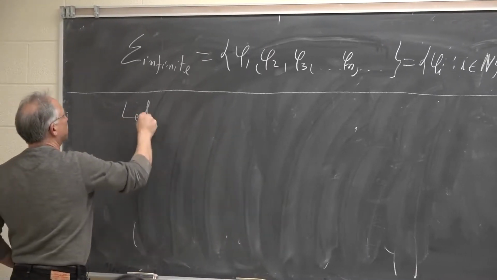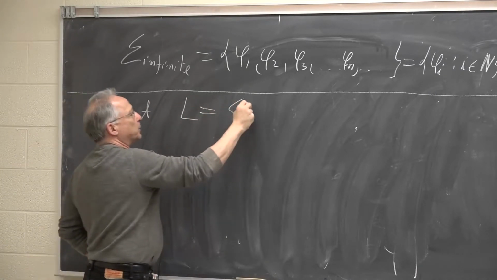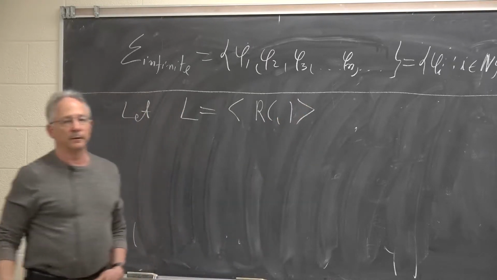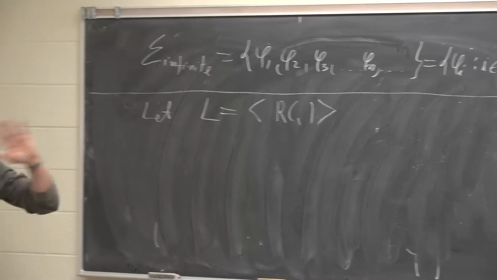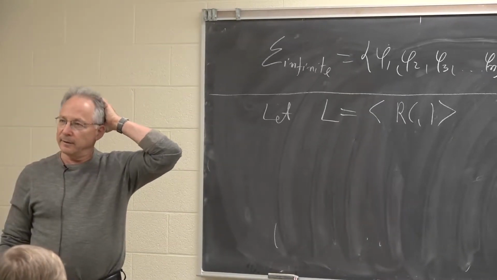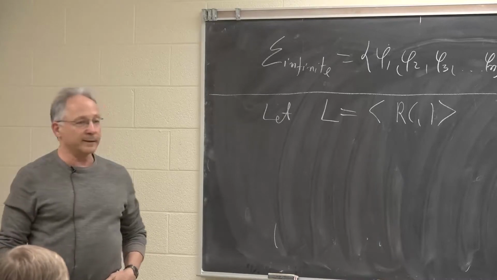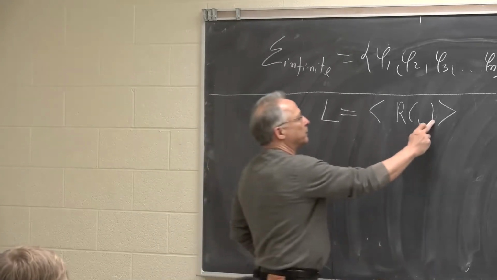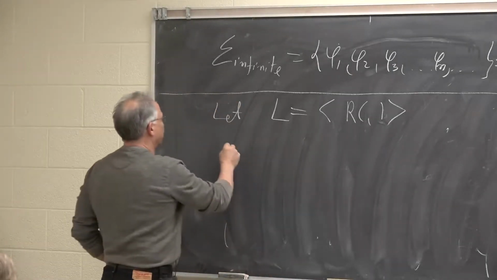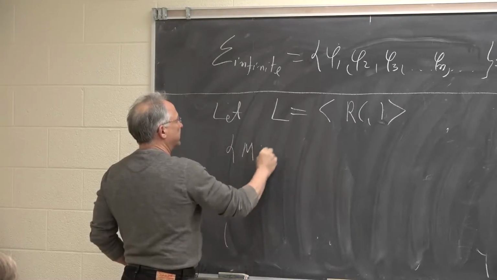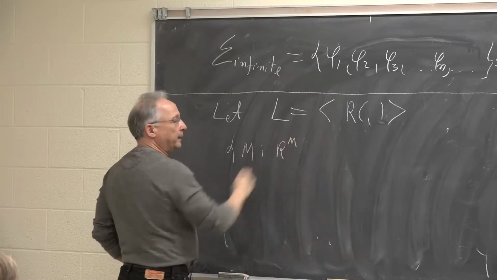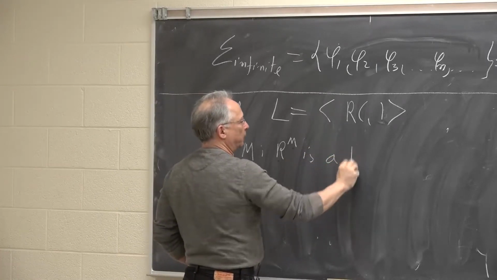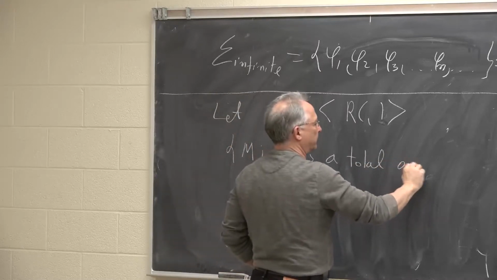Now let L be a language in which I have a single two-place relation. Now I can define lots of stuff. So let us see what we can do. For example, how do I say the set of all structures M such that the interpretation of R in M is a total order.